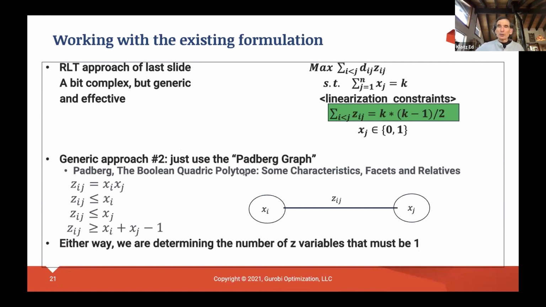So here we have our original variables xi and xj, and we associate nodes in the graph with each binary variable in the problem. And then for every pair of binaries that appear in a bilinear term, we connect the two nodes associated with those binaries via an edge that we associate with the new linearization variable zij. And we'll see how this works in the next slide. What I want to emphasize is whichever approach we use here, we're ultimately doing the same thing, which is determining the number of new linearization variables z that must be 1.